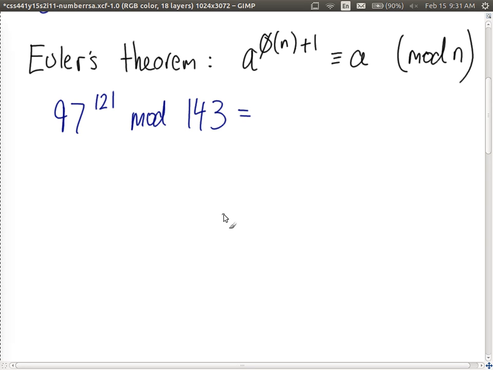97 to the power of 121 mod 143. Try it on your calculator first, and then apply one of our theorems. Your phone has a calculator. A chance to use your phone during the lecture. 97 to the power of 121. Find out what it is and then mod by 143.